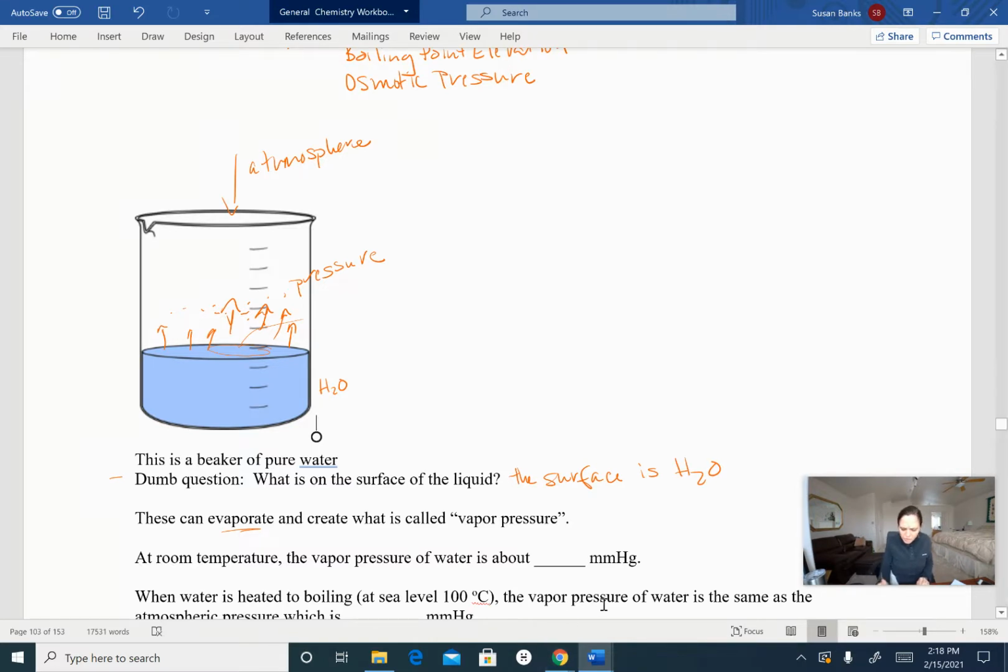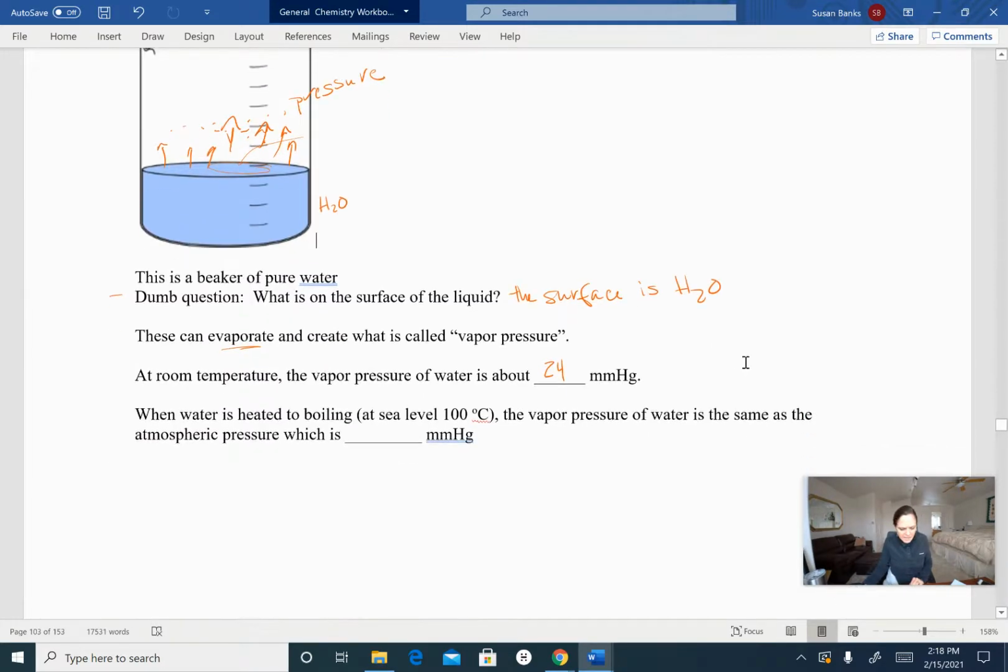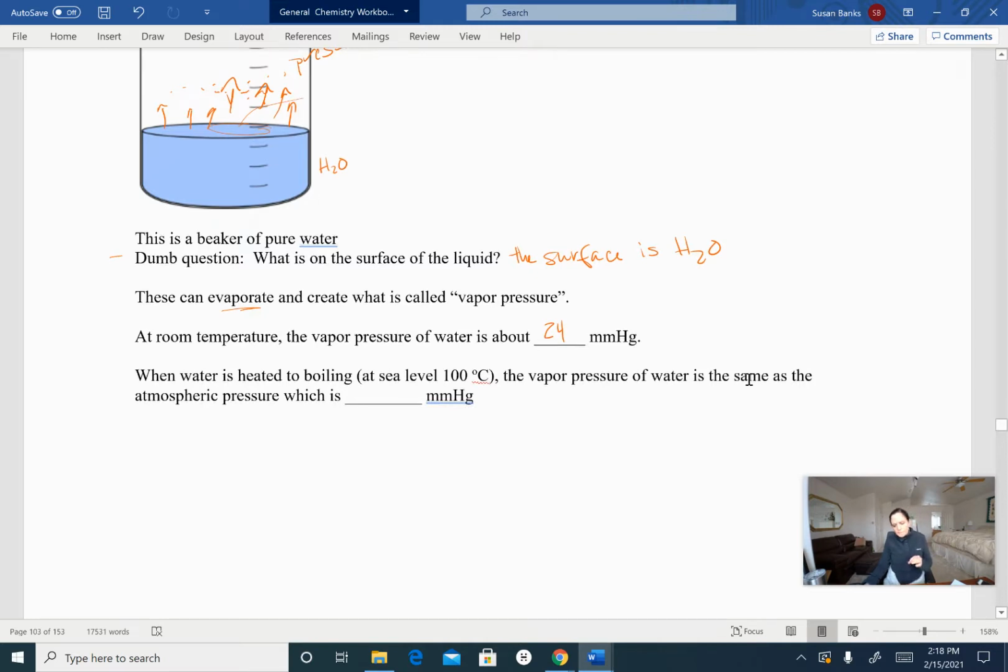It's about 24 millimeters of mercury, which is not very big at all. To give you some scale, normal atmospheric pressure at sea level is about 750 or 760 millimeters of mercury. So the vapor pressure of the water coming up off the liquid is very small compared to the atmospheric pressure pushing down on it, but it's still there.